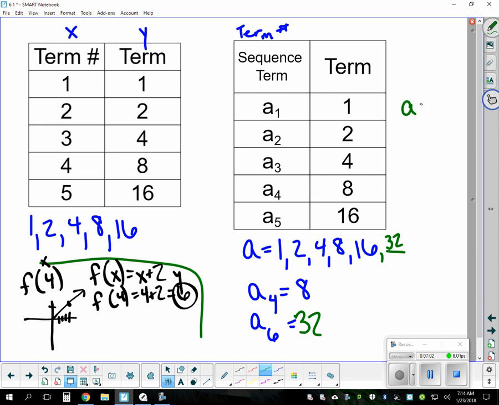So here what we're going to do is we're going to have this a, and we're going to have a of 1. And we're going to say that's equal to 1. So again, these are your sequence terms. You're going to have to make kind of a third t-chart here. And these are your terms. Okay.